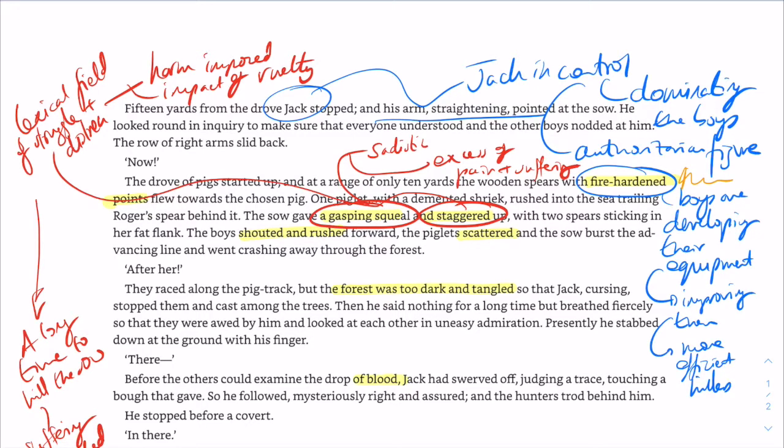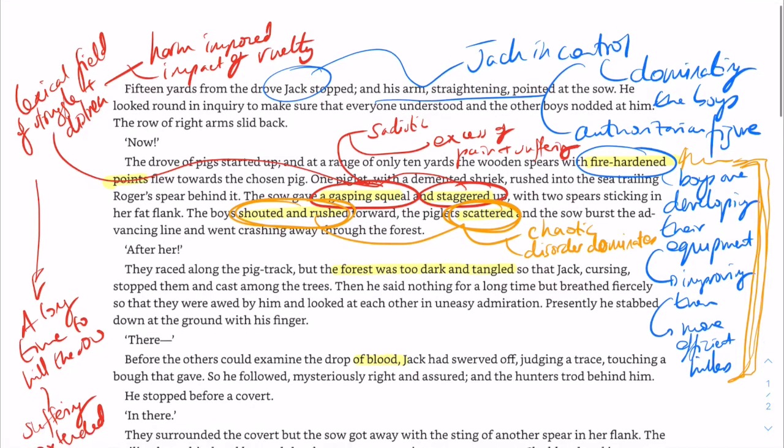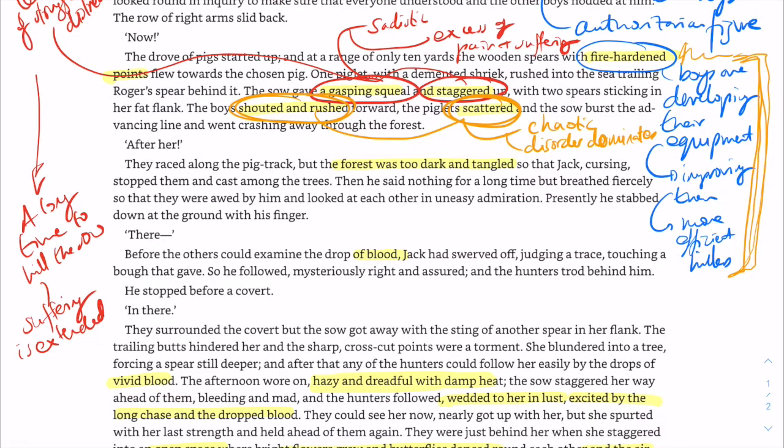So we have that fire-hardened stick, that development of technology, but we are also seeing the consequence of that. All of a sudden the sow is now gasping and squealing. And we have this continued movement despite the improvement of their equipment, but the boys are shouting and rushing. They're not ordered, they're fully chaotic at this point. We have disorder starting to dominate and completely take over, and it simply leaves to the pigs scattering. So despite this slight development in their technology, actually it's just leading to further chaos, further disorder, a further impact on the natural world and the natural environment.